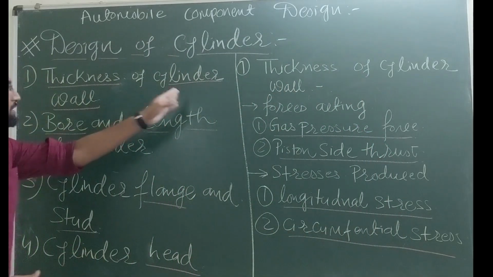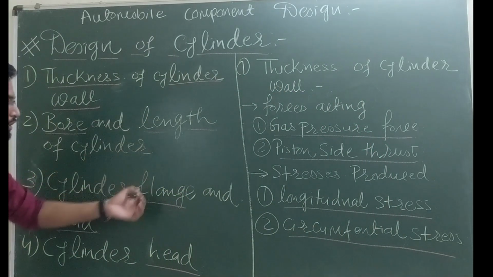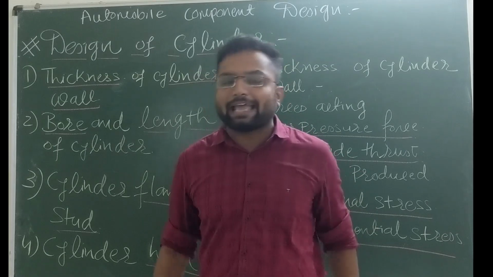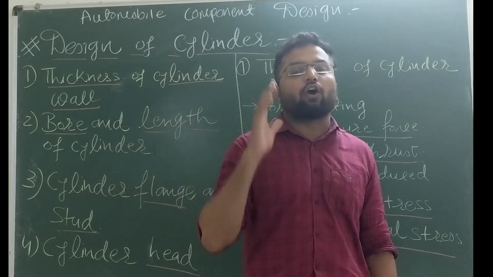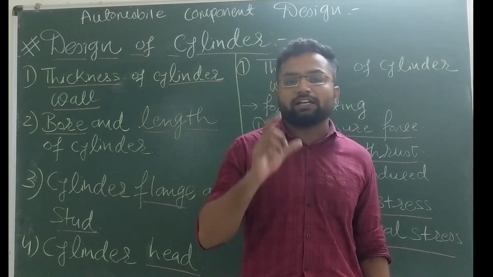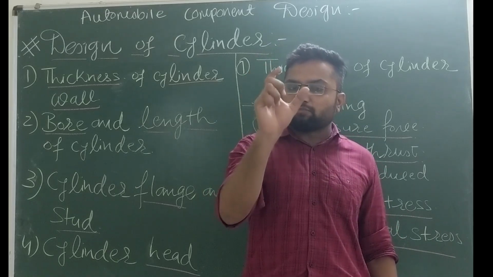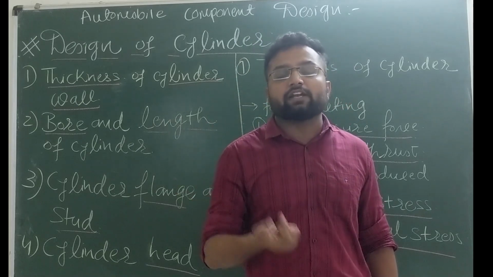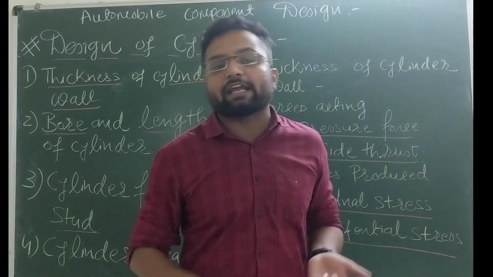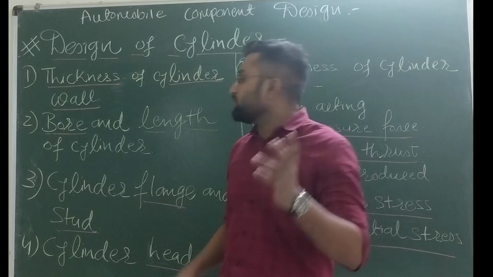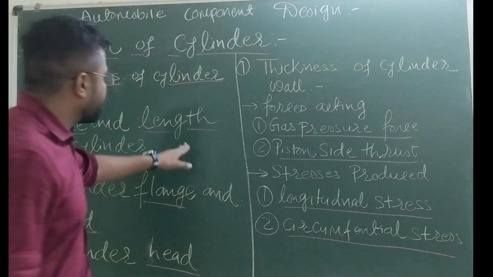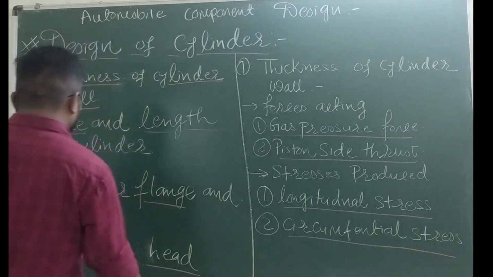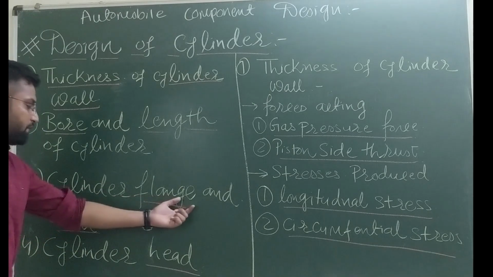So first we are going to design the thickness of our cylinder, and then we are going to determine the bore and length of the cylinder. The bore and length will be determined depending on the gas pressure generated by the fuel burning of an engine. Ultimately, this will give the optimum length and optimum bore of our cylinder. After deciding this, you can also determine, directly or indirectly, the outer diameter of the piston. This bore also gives you the outer diameter of the piston, and it also provides the swept volume of our cylinder piston assembly. Then we are going to design the flange and studs.